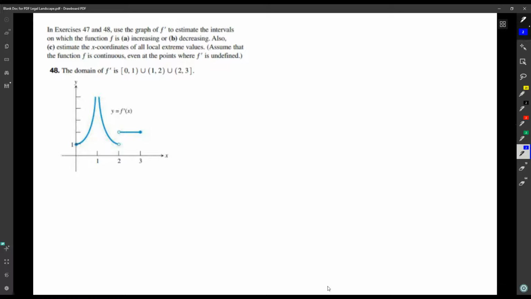Here's number 48 from section 4.3. In this exercise, we want to use the graph of f prime to estimate the intervals on which (a) the function is increasing, (b) is decreasing, and then also part (c), estimate the x-coordinates of all local extreme values. We want to assume that the function f is continuous. That's important, even at the points where f prime is undefined.